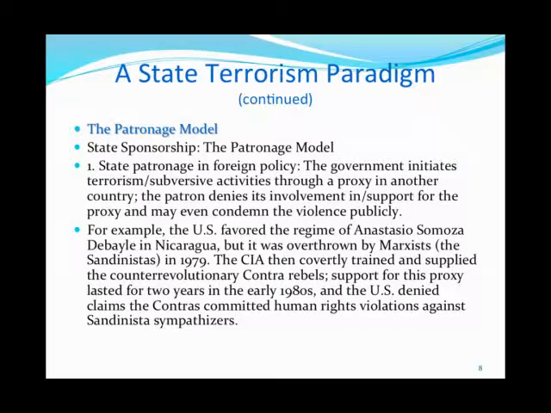So the state patronage model can be used both internationally and domestically. A government uses its subversive activities through a proxy, someone else, either in another country or within a state. And the patron, the state, is able to deny its involvement in the activities that the proxy is committing. So the consequences of the state utilizing terrorists through a group are oftentimes not great, because it has to be proven either domestically or internationally that the state is actually sponsoring the group. The murkier it is, and the harder it is to prove the claim, the consequences for the state are not as great.